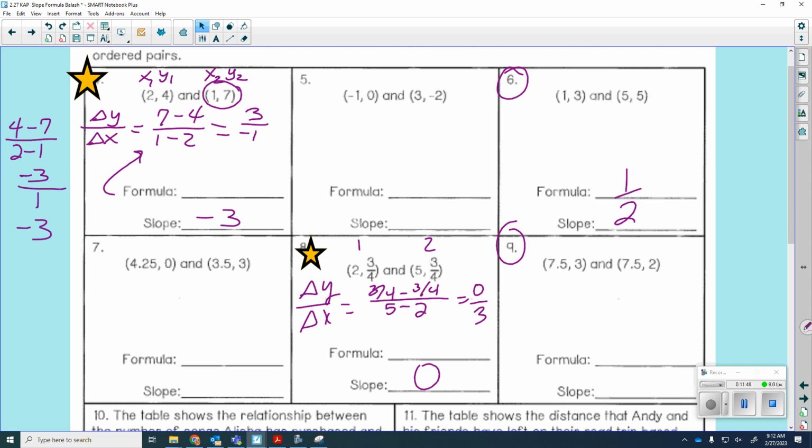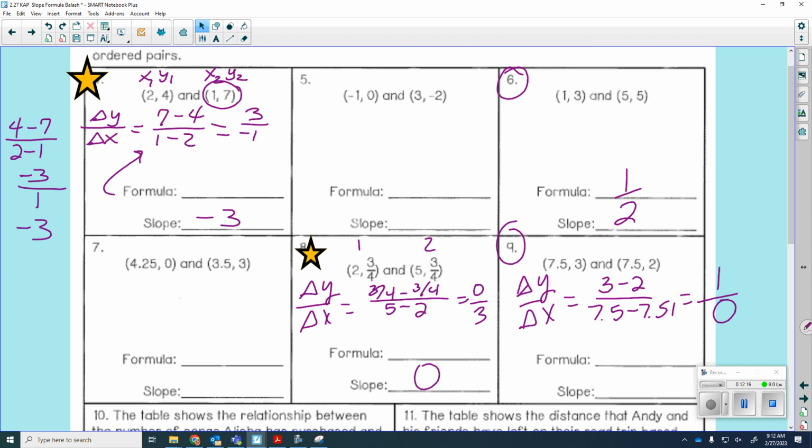What do I get on number 9? 0. Okay, let's talk about this one. Change in y over change in x. So I would do 3 minus 2 over 7.5 minus 7.5. 3 minus 2 is 1. What's 7.5 minus 7.5? 0. What is anything divided by 0? We can't do it.